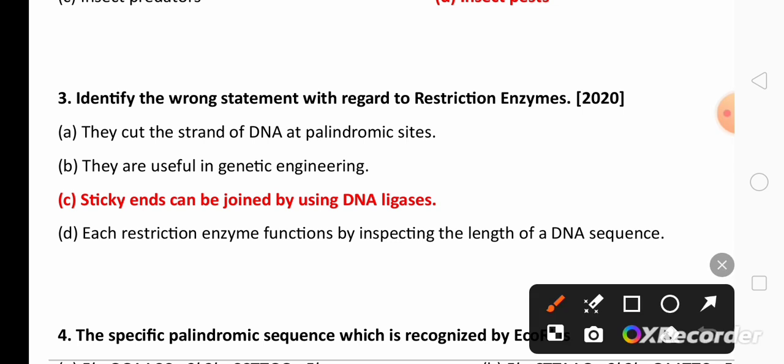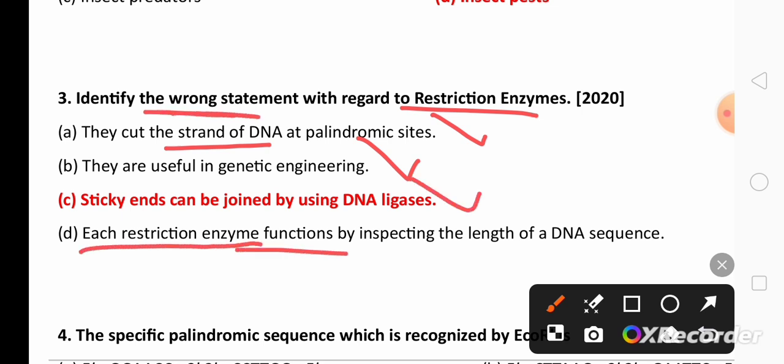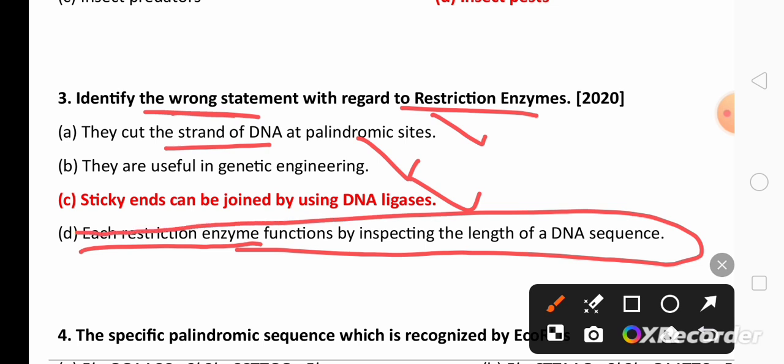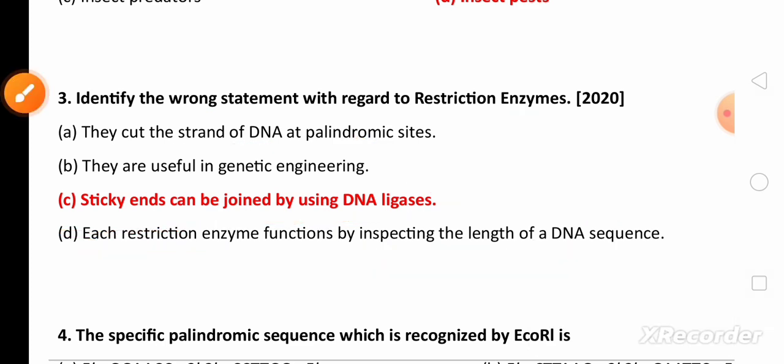Identify the wrong statement with regard to restriction endonuclease enzyme. They can cut the DNA strand at palindromic sites. This is the right statement. They are useful in genetic engineering. This is also a right statement. Sticky ends can be joined by using DNA ligase. This is also a right statement. The wrong statement is: each restriction enzyme functions by inspecting the length of the DNA sequence. This is wrong because the enzyme cannot inspect the length of the DNA sequence. So this is the wrong statement.